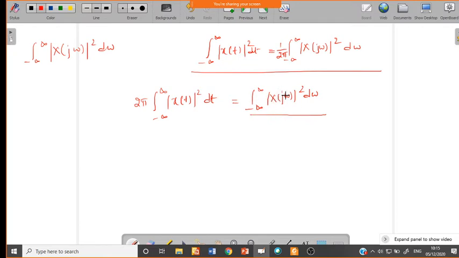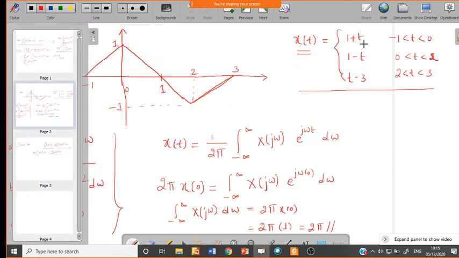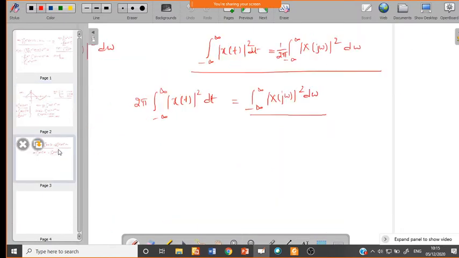But the value of x of t we know. So now substitute the values of x of t between the intervals which we defined earlier. Here we have defined x of t, so by using these values you try to compute.